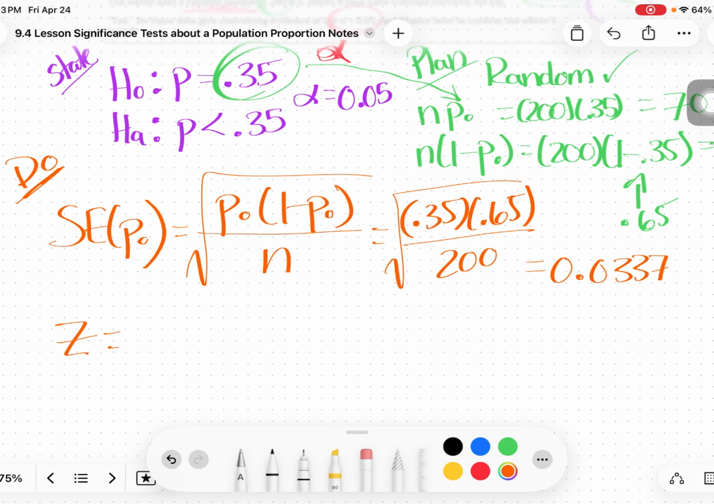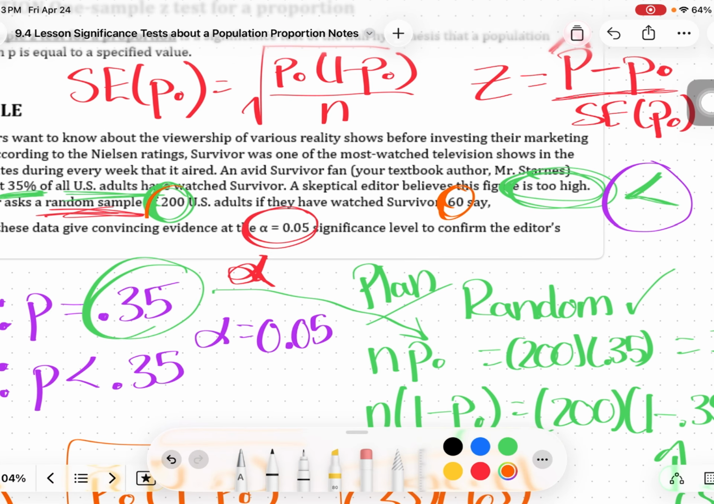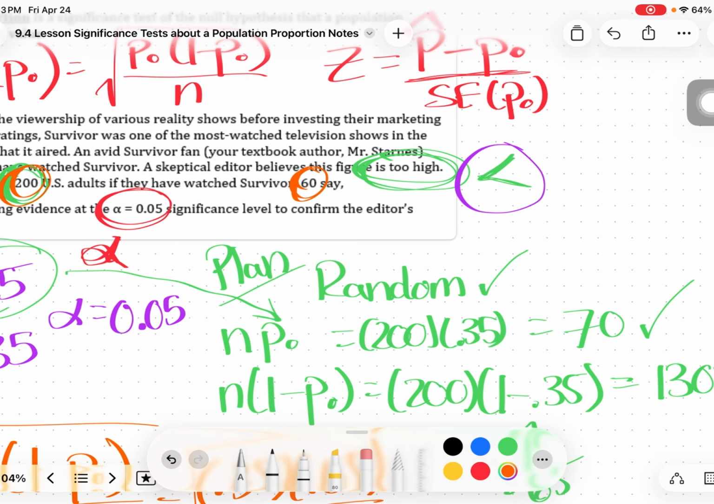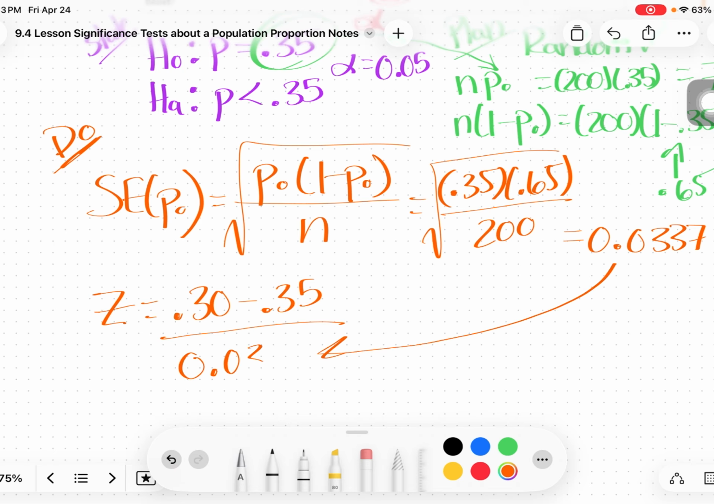For z, we're going to take our p hat, which we're going to need to calculate. So we said that 60 out of 200 watched Survivor. So p hat is 60 over 200, which is 0.3. And so when we go back to z, we're going to do 0.3 minus 0.35, our hypothesized proportion, and then divide by that standard error that we calculated. And we're going to get a z-value of negative 1.484.